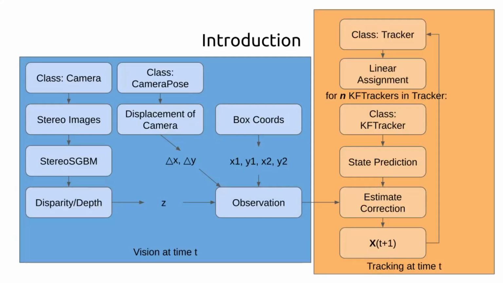This system does this by taking in stereo images from a stereo camera, calculating the displacement based off the camera info, calculating the bounding box coordinates with an artificial intelligence model, and then passing all of that to a tracker which can track the apples across frames. This information is then mapped to a format that will be useful for the robotic harvester.